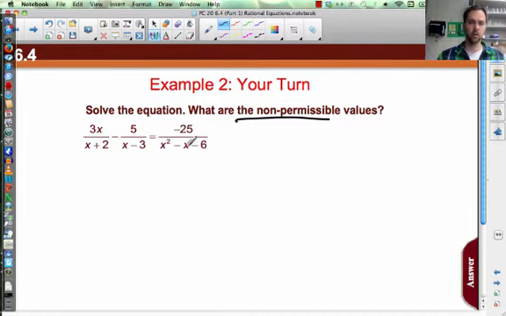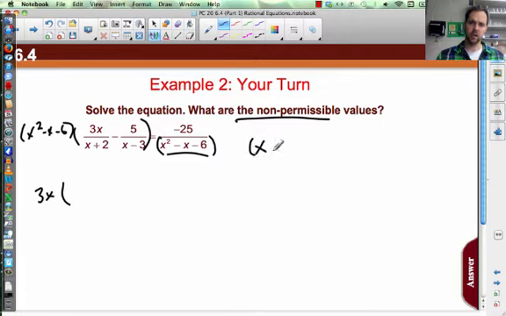In order to solve the equation, we want to basically get all the variables to one side of the equation. So we can multiply both sides by this entire denominator, x squared minus x minus 6. So what this means is that we have 3x times x squared minus x minus 6. Now let's factor this thing too. This will be factored as x minus 3 times x plus 2.